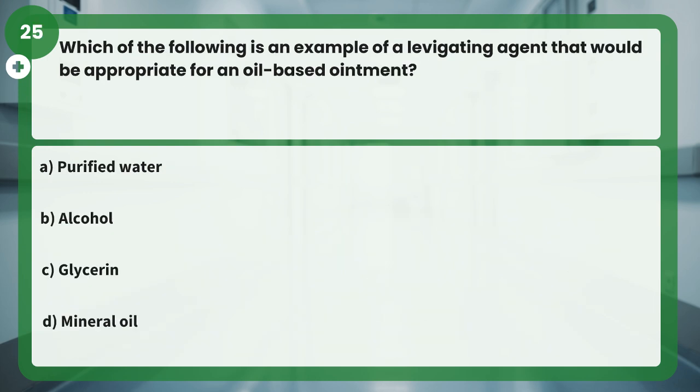Question 25. Which of the following is an example of a levigating agent that would be appropriate for an oil-based ointment? A. Purified water. B. Alcohol. C. Glycerin. D. Mineral oil.